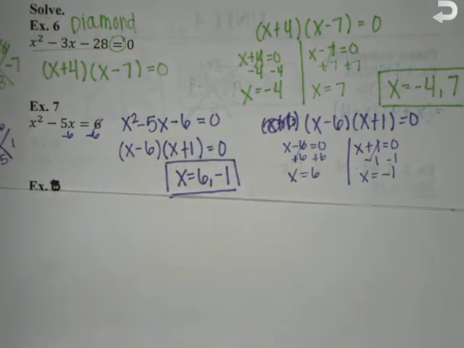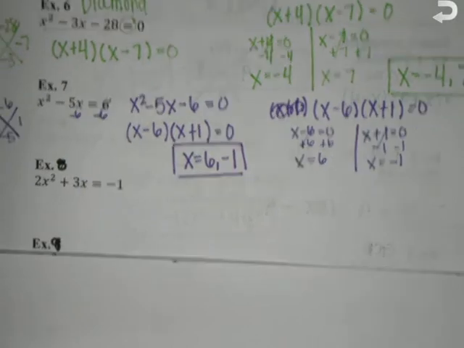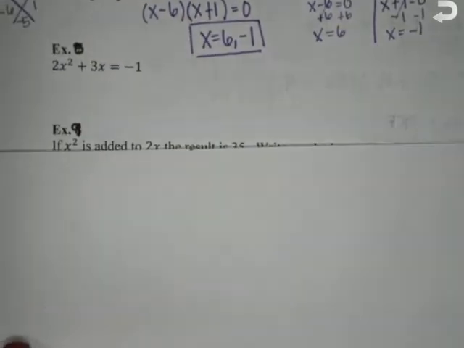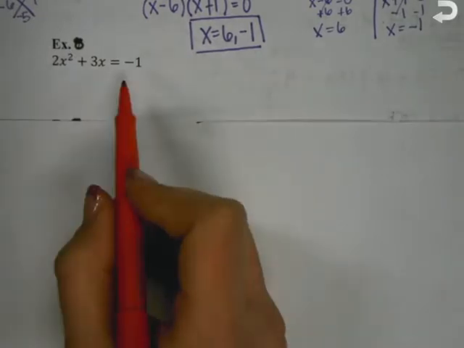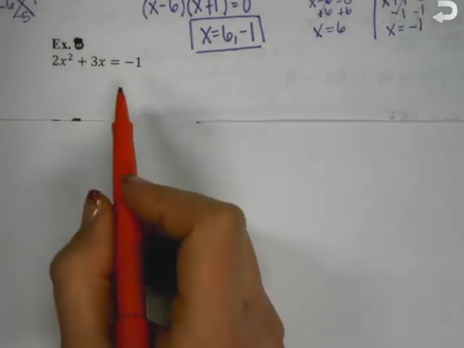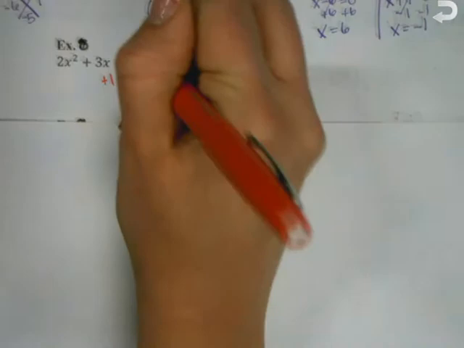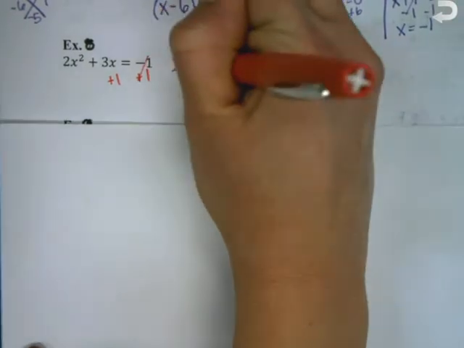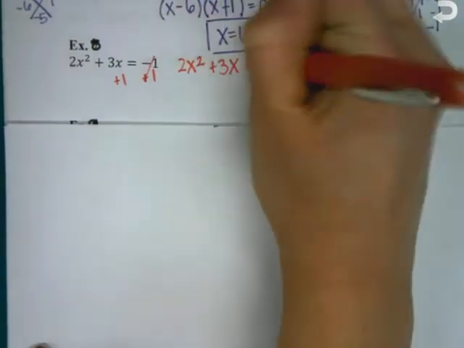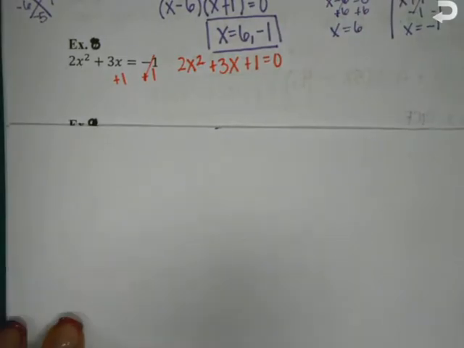2x squared plus 3x equals negative 1. Is this set to 0 yet? No, I need to get it equal to 0. So I'm going to add 1 to both sides. And that's going to give me 2x squared plus 3x plus 1 equals 0. And what method will I use for this one? Bottoms up, because there's a 2 in front of the x squared. So we're going to multiply 2 times 1. So that gives me x squared plus 3x plus 2 equals 0.